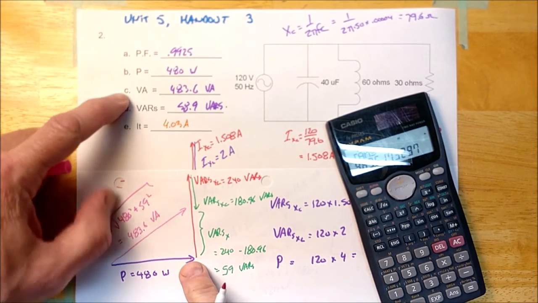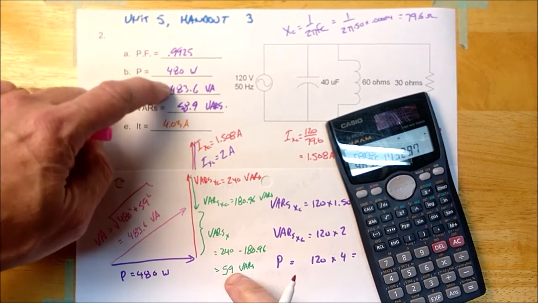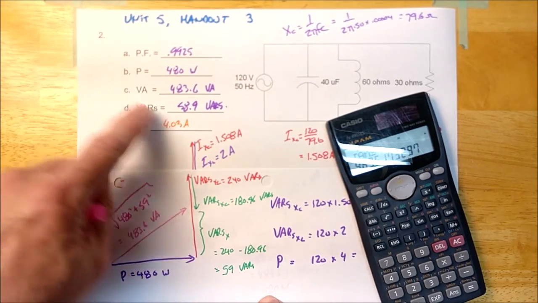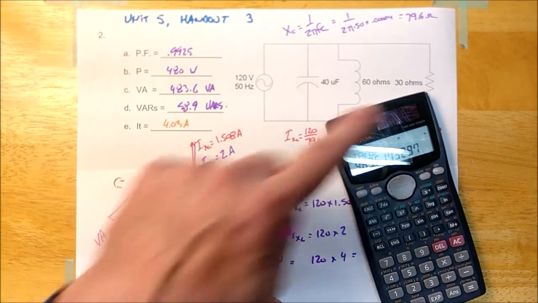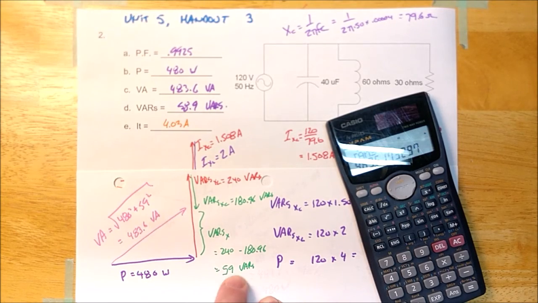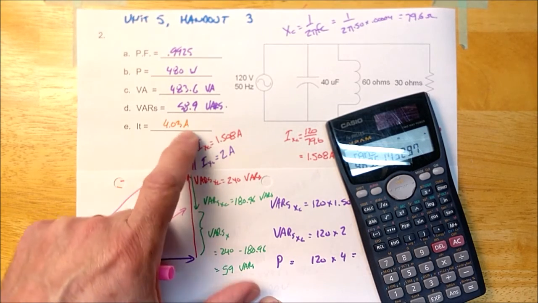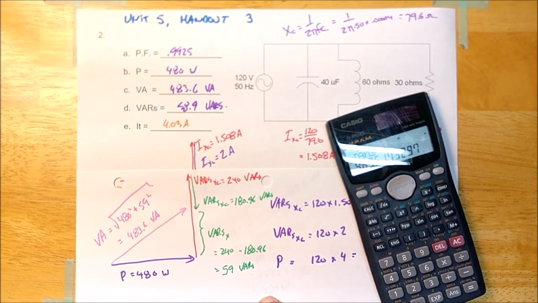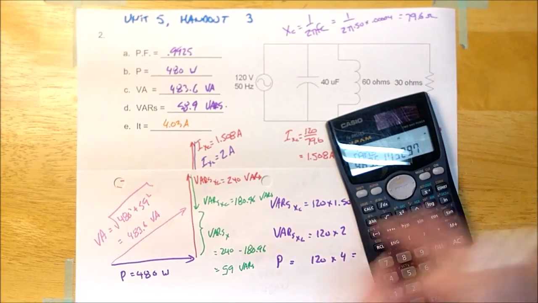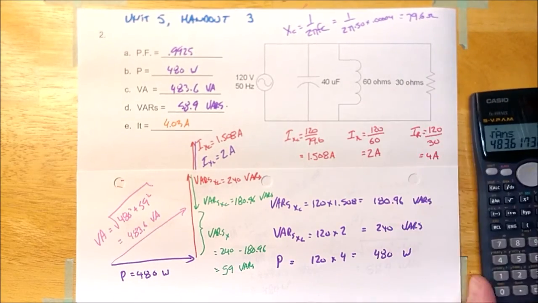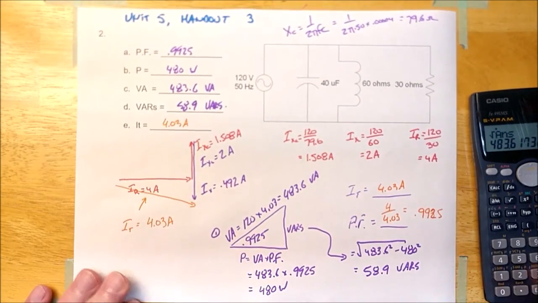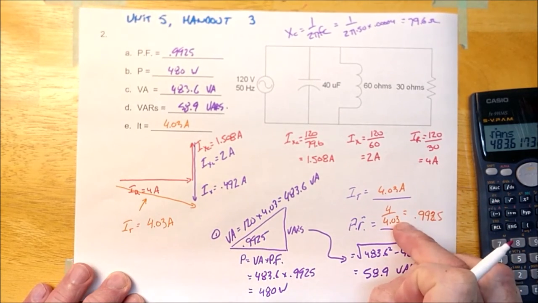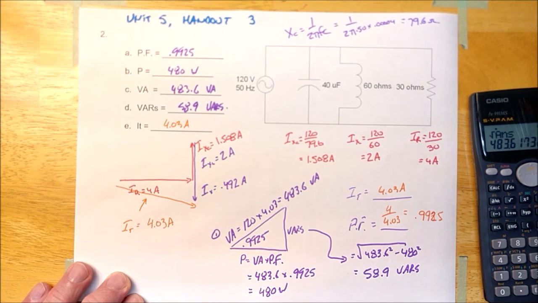Now, if you look at it, it gives me all the same answers, okay? VA, 483.6, 480 watts. The VARs, which is the total VARs in the entire circuit, it's VARs X, 59 VARs, okay? 58.9 VARs. So everything would work perfectly by calculating the 3 powers and then drawing a power phasor diagram that way. Or, you know, do it the way I did it right here. Calculate the total circuit current and the power factor, and then start with your VA and carry on.